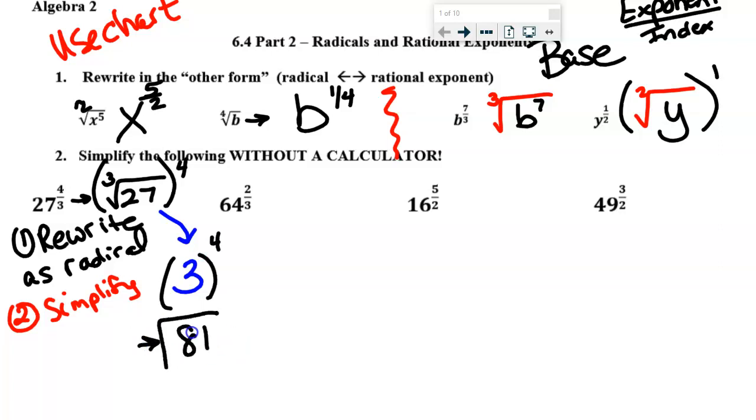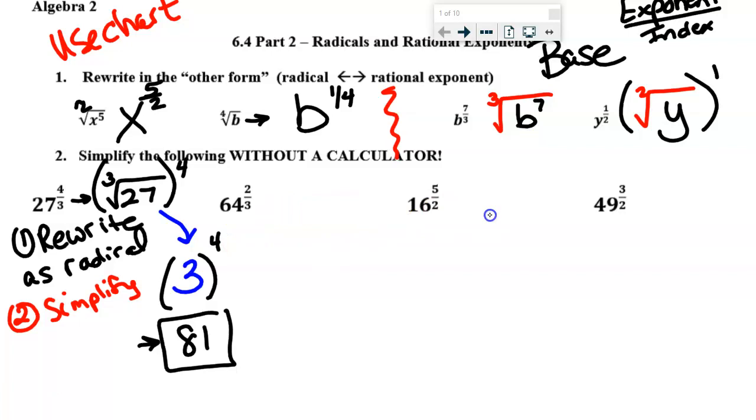So the question on the test is going to ask you to explain how would you do this. So you're going to have to write me some sentences, some words about, first I would rewrite this as a cube root, then I would find out that the cube root of 27 is 3, and then I would raise it to the 4th power.